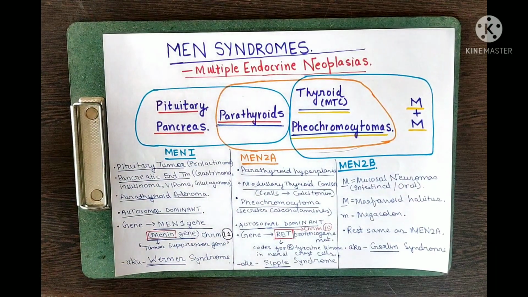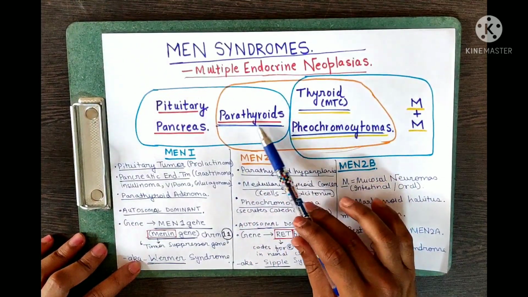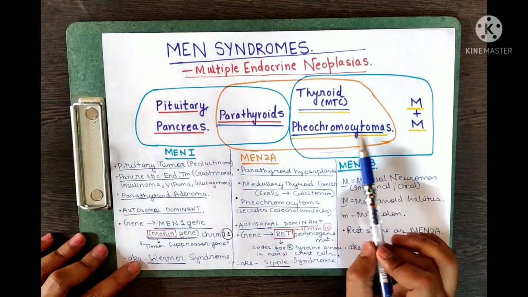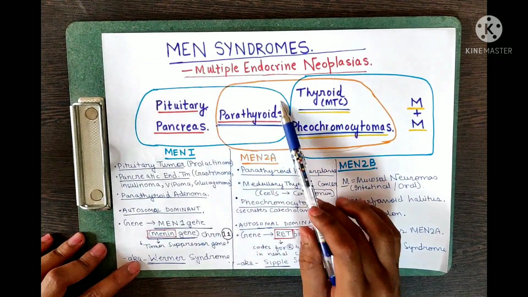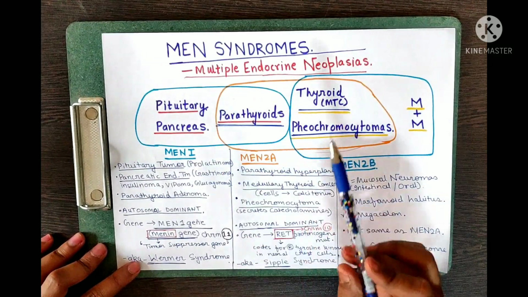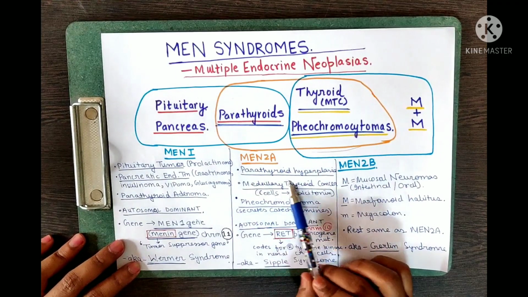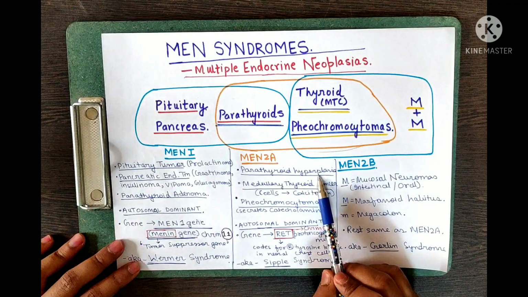Now coming to MEN2A syndrome. MEN2A syndrome, as you can see over here, consists of parathyroids, thyroid medullary carcinoma, and pheochromocytomas. MEN2A syndrome has parathyroid in common with MEN1 syndrome. So what is in it with the parathyroid gland? The parathyroid hyperplasia. It's not parathyroid adenoma, it's parathyroid hyperplasia.